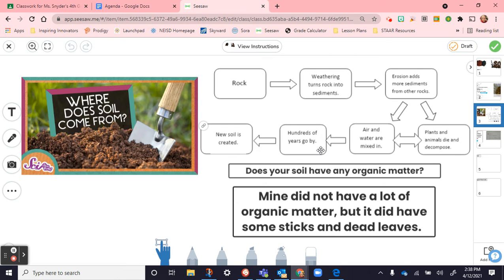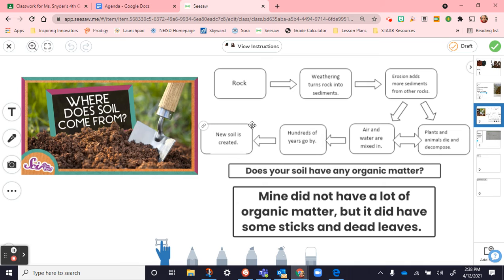So this takes a really long time. All of this stuff breaking down, because if you remember back when we talked about weathering, this is not a fast process at all. This is a very, very slow process. It takes a long time to happen, and so lots of years go by, and then now we've got this new soil that's being created.